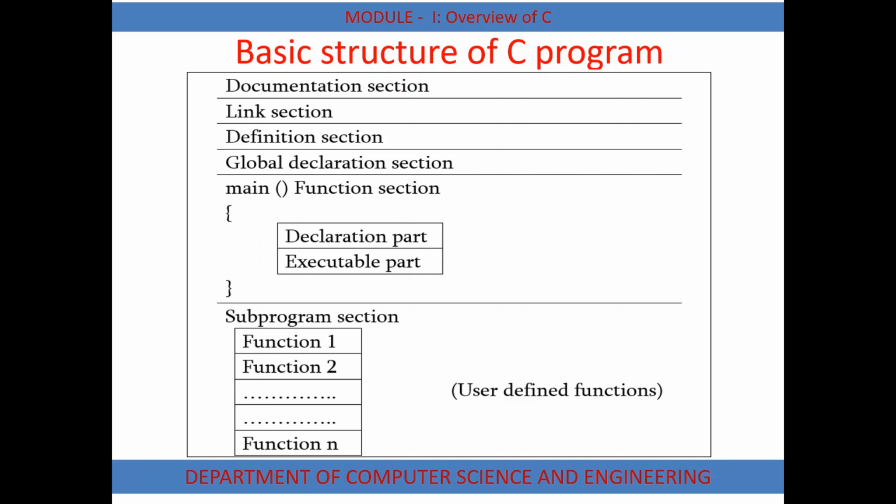The last part is the subprogram section, that is, user defined functions. C allows the user to write or create their own functions to perform specific tasks. So these are called user defined functions and are usually defined after the main function.